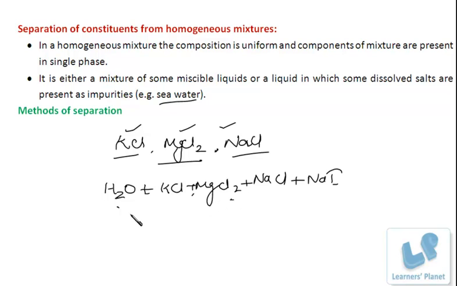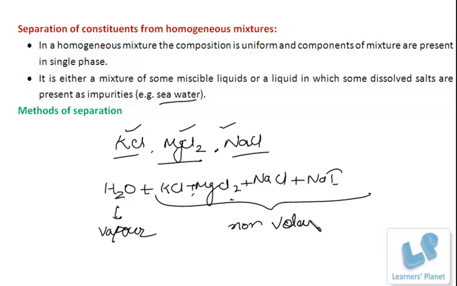On boiling, water changes into its vapor state. These are all non-volatile, right? These constituents or components of the mixture can be separated by boiling. But we can't do simple boiling. For this, distillation is done.